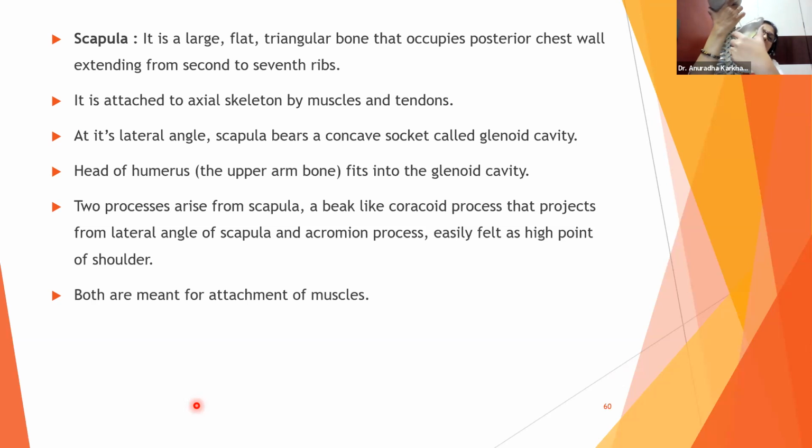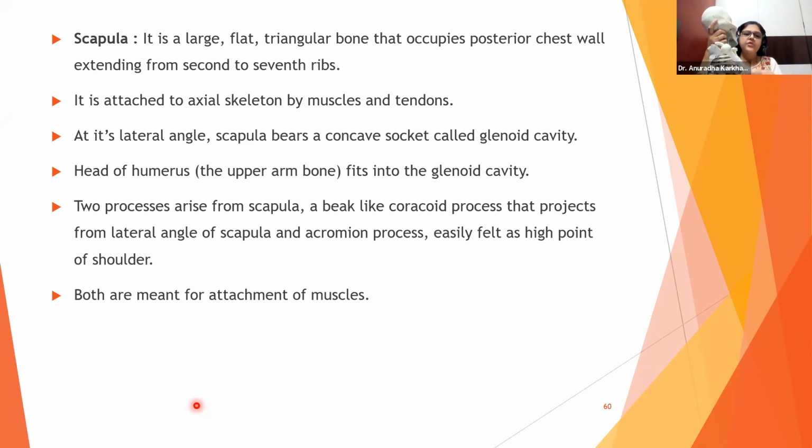It has a lateral angle. At its lateral angle, scapula bears a concave socket called the glenoid cavity. तो यहाँ पर एक आपको socket दिखाई दे रहा है, बिल्कुल clear. So this socket will be called as what? जिधर मेरा अभी finger जा रहा है, right? You can see my fingers entering. This cavity will be called glenoid cavity. Head of the humerus. This is the head of the humerus. ये देखो, this is the head, right? It will articulate. Right? So the head of the humerus fits into this glenoid cavity.